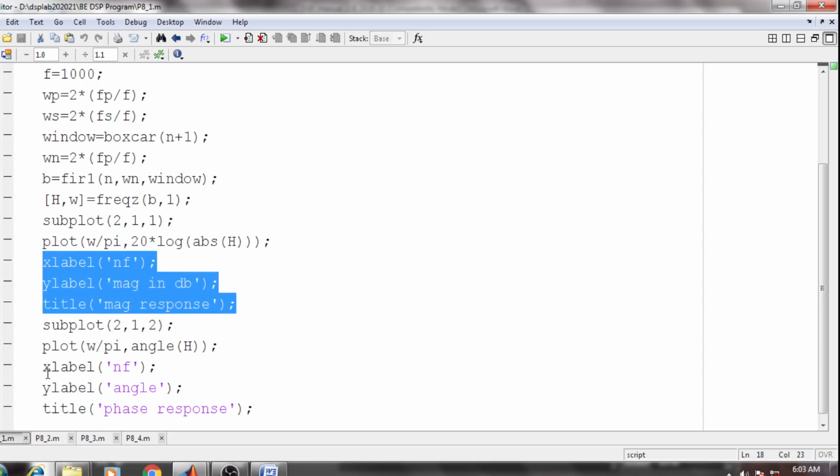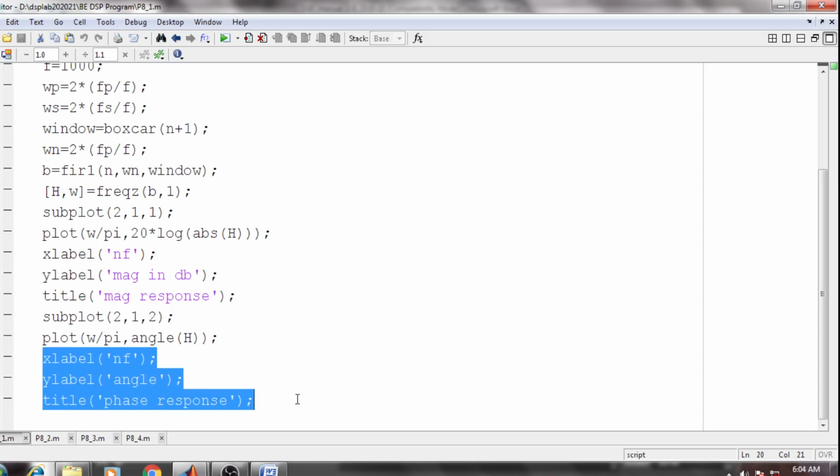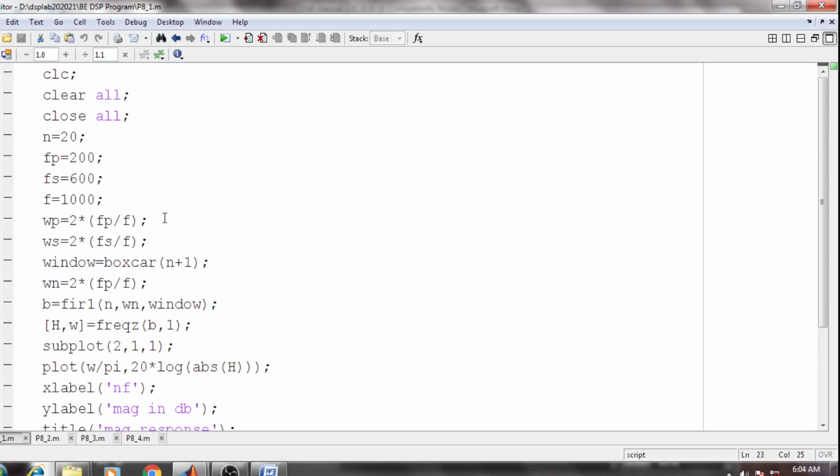Similarly, in terms of the phase plot, the same criteria is adopted. Only here the plot function will be written in another way. For the phase plot it is not necessary to redefine the mathematical expression, so it is written as angle in bracket of h, and on the x side, again the same concept, w by pi. So again do the labeling, x label, y label, as well as the title. Now this is about the entire code.